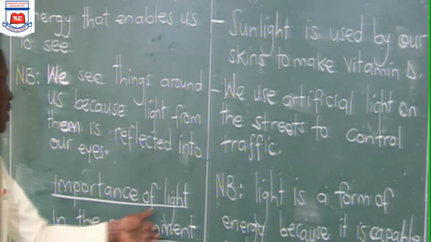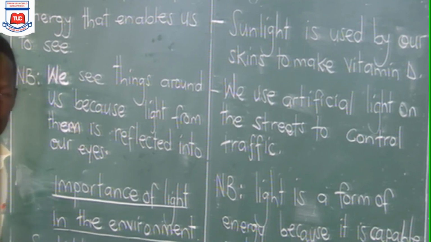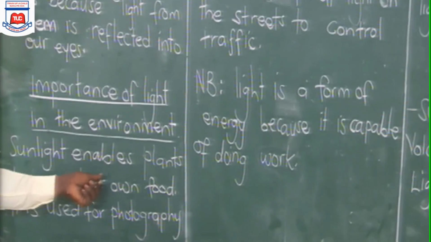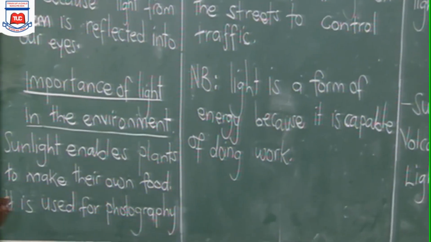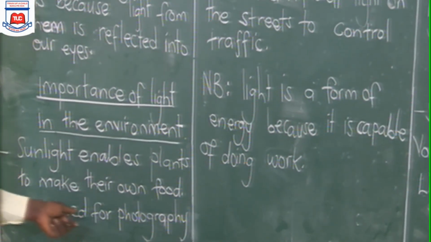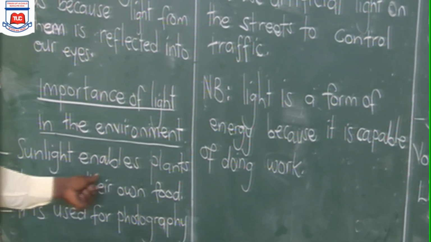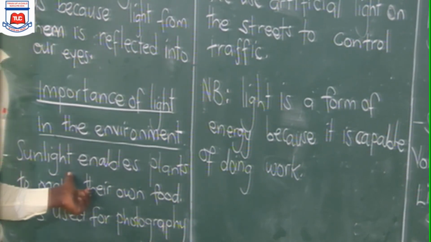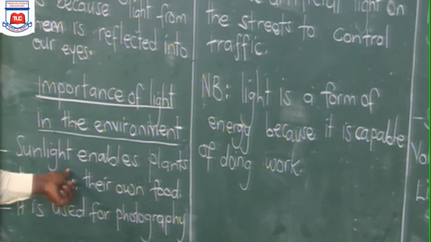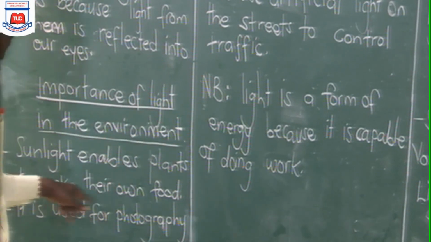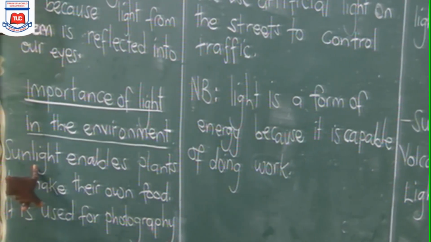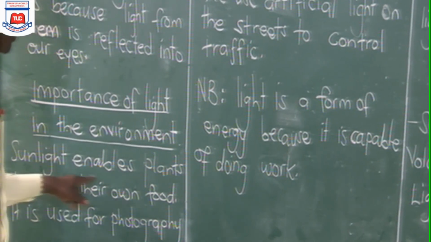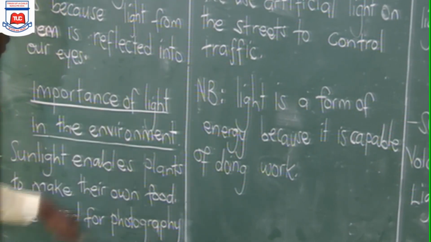We want to look at the importance of light in the environment. How is light important? One, sunlight energy enables us to see objects around us. We also said sunlight enables plants to make their own food. We all know that sunlight is used as a condition during the process of photosynthesis. When light is not there, plants will not be able to make their own food. So light has to be present in order for photosynthesis to take place.